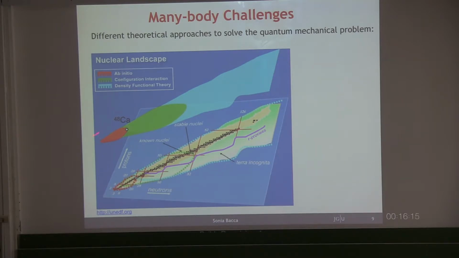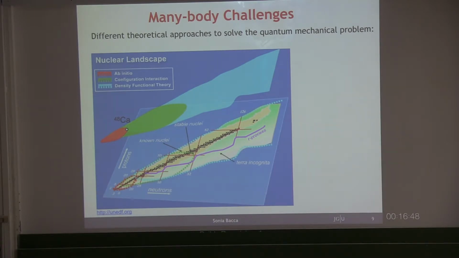The red area here is the regime of the so-called ab initio methods. I will tell you more about those because those are exactly the methods I use. They are the most accurate, the most sophisticated ones. The green part is the regime of the so-called shell model, or also configuration interaction. And the light blue extends further down. It's the regime of density functional theory, which is based on mean field approximation.